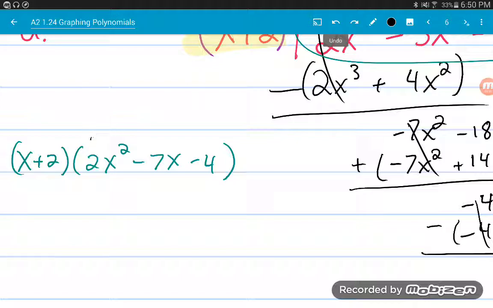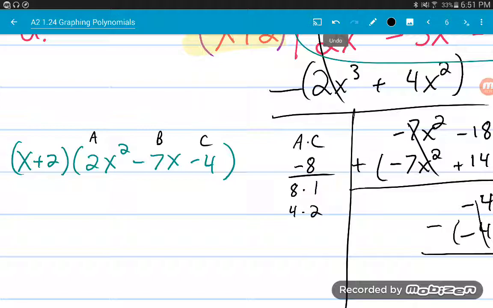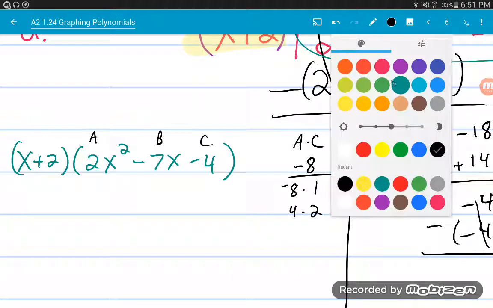So what that means is we're going to look at the coefficients a, b, and c. We're going to multiply a times c. Well, a is 2, c is negative 4, so that's negative 8. We're going to look for factors of negative 8 that'll add to negative 7. So let's see, for 8, I've got 8 times 1 and 4 times 2, and that's it. So I think it's going to have to be 8 and 1. They've got to add to negative 7, so I'm going to put the negative on the bigger number. Negative 8 plus 1, yeah, that's correct.